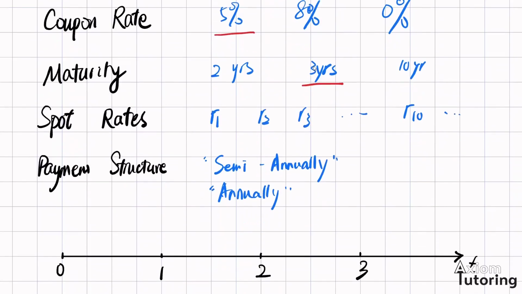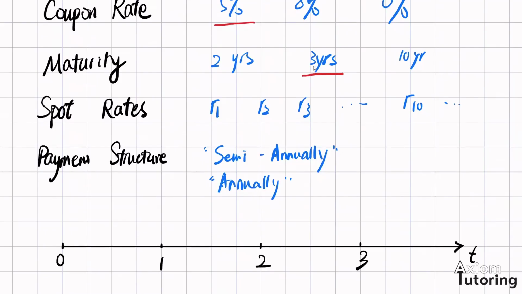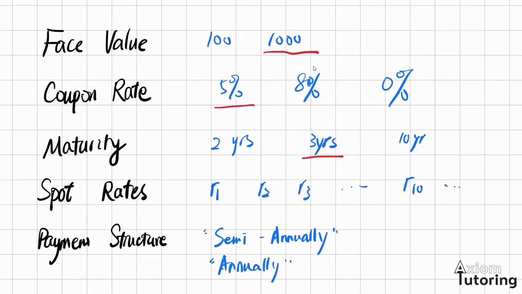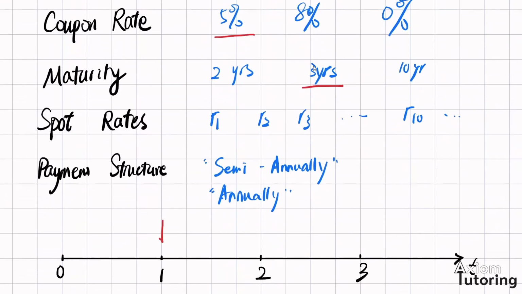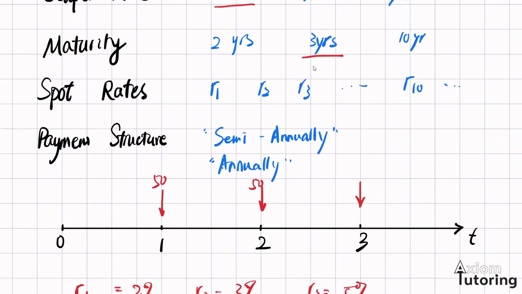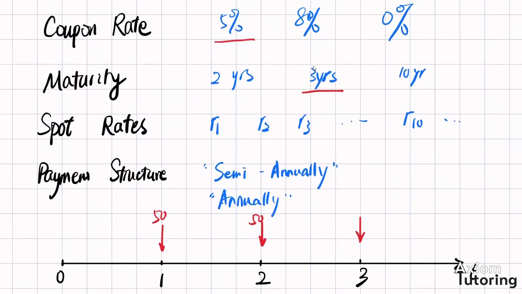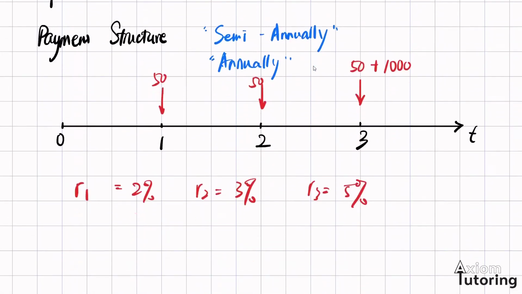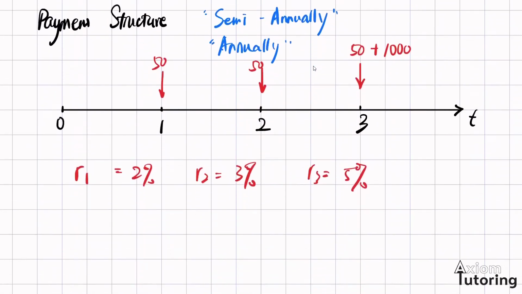At the first year, how much in terms of coupon will I receive? That's 1,000 times 5%, which is 50. And at year 2, I'm going to receive 50. And at the end of year 3, which is the maturity here, I'm going to receive the coupon plus the face value, which is 1,050. Can I put a price on such a bond?